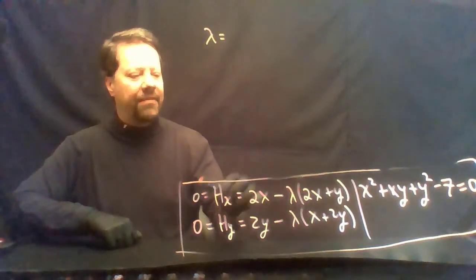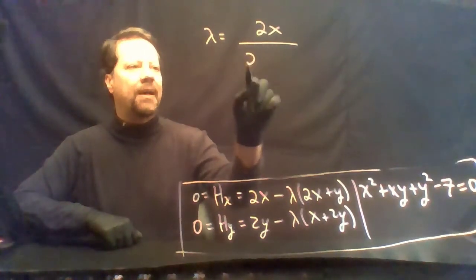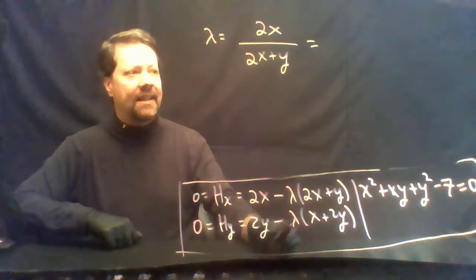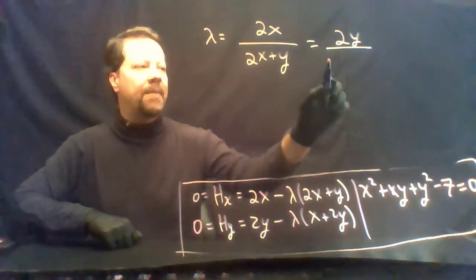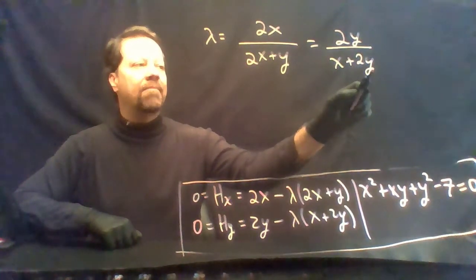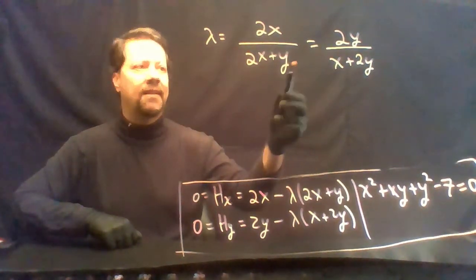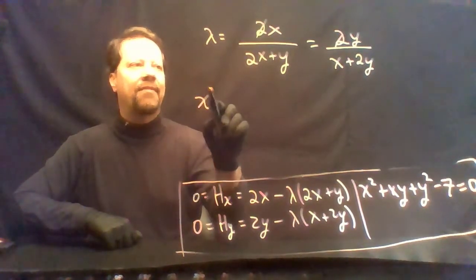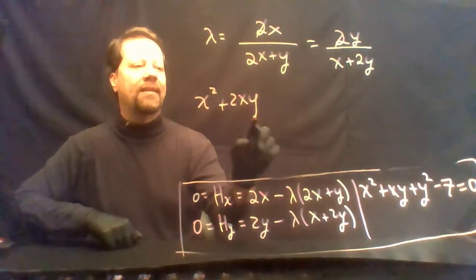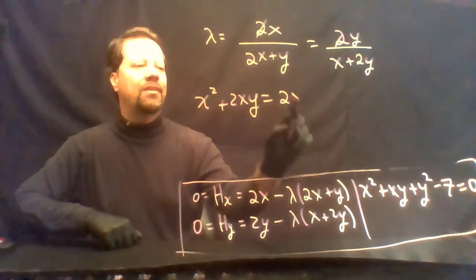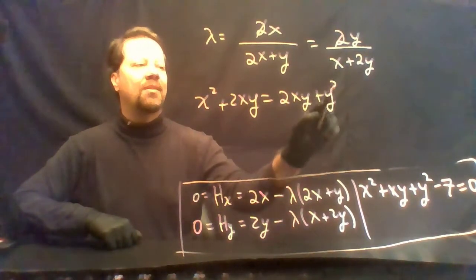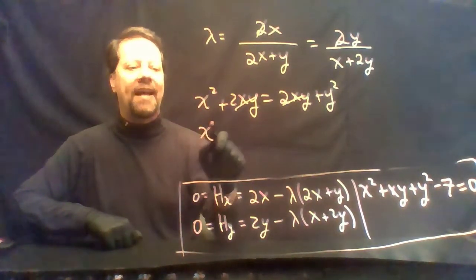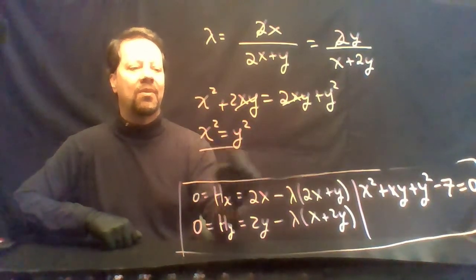On the first equation, we'll move this over. We'll have 2x divided by 2x plus y. When we solve for lambda in the second equation, we'll have 2y divided by x plus 2y. We'll set those equal to each other and then try to simplify as best we can. Let's cross multiply. We'll have x squared plus 2xy equals 2xy plus y squared. We can cancel the 2xy from each side, and we'll have x squared equals y squared.